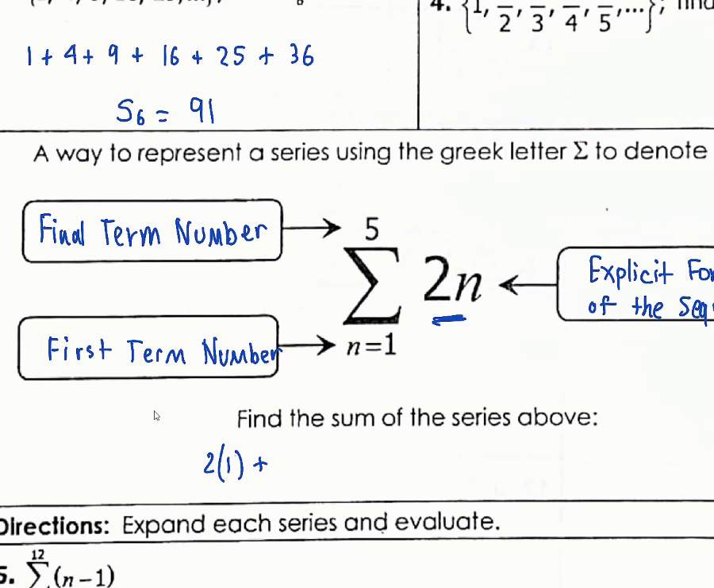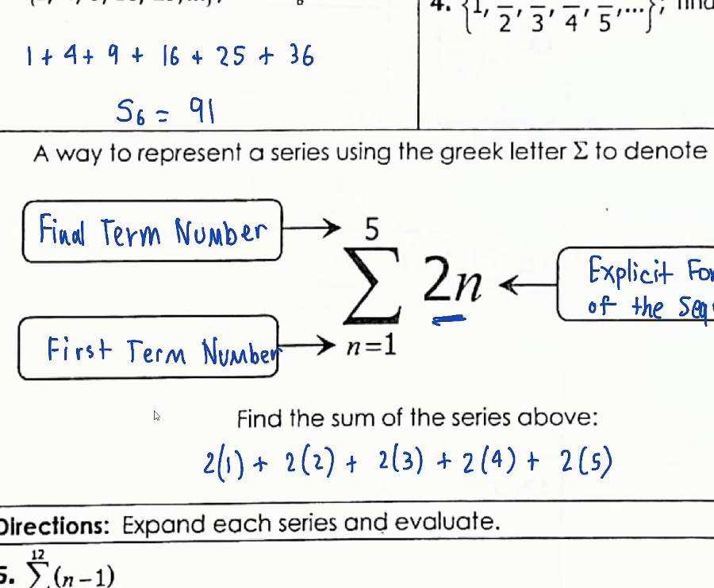What if I want to find the second term? 2 times 2. What about the third term? 2 times 3. If I want to find the fourth term, 2 times 4. And then finally, because it wants me to go all the way to the fifth term, I would find that fifth term by doing 2 times 5.